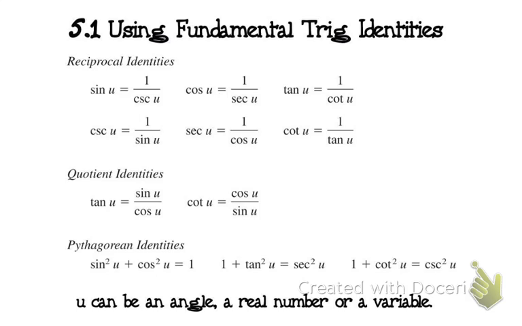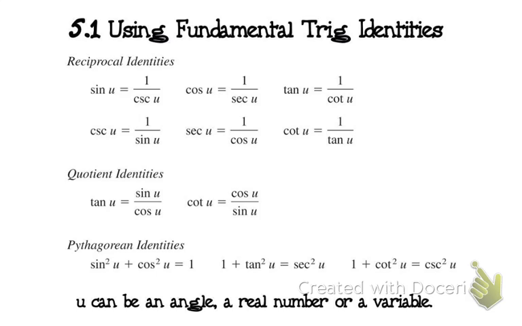And in all of these identities, the book has used a U, but a U can be changed to an X, a theta, any symbol you want. It doesn't matter what that symbol is. It just represents an angle. So the reciprocal identities, we've learned that sine and cosecant are reciprocals of each other. Cosine and secant are reciprocals, and tangent and cotangent are reciprocals. So those can be replaced with each other throughout an equation.